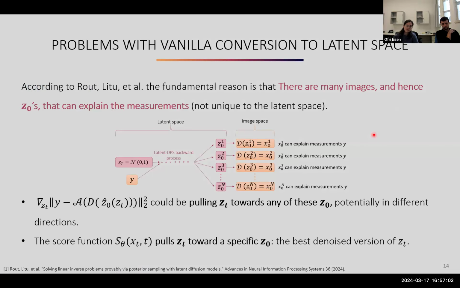The authors mentioned that the DPS term here can pull ZT in the diffusion process towards any of the Z0s that can explain the measurements, and potentially in different directions. On the other hand, the score function pulls the ZT in the diffusion process to a specific Z0, which is the best denoised version of ZT.